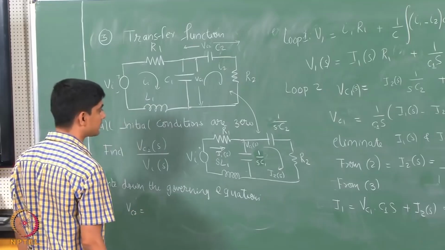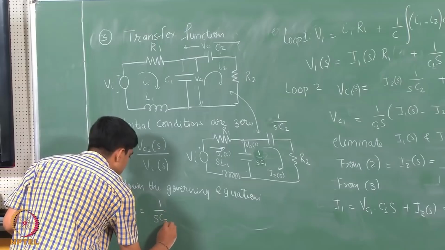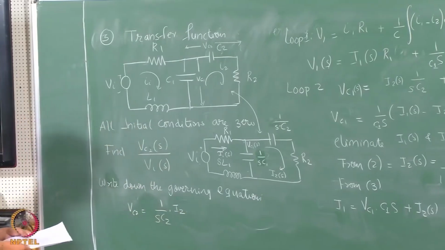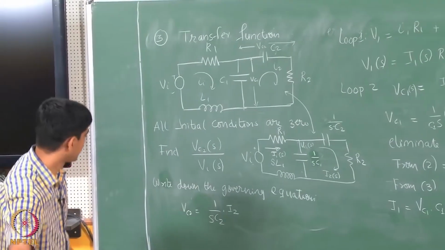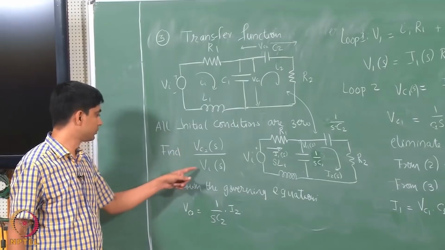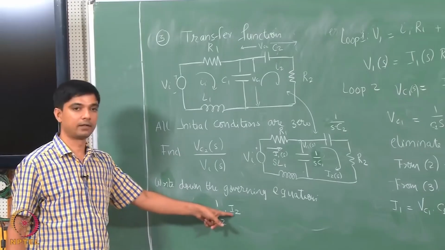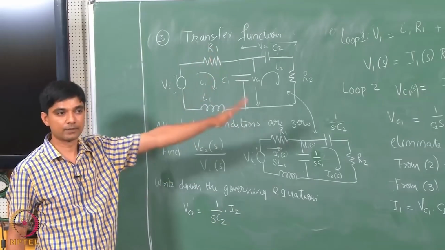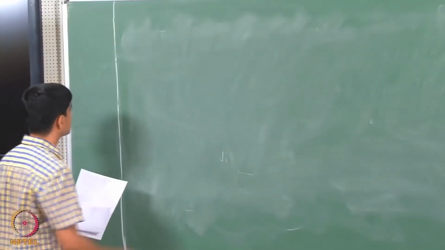Vc2 is 1 over S C2 times I2. Okay. So, you could do the remaining thing as an exercise to find out what is Vc2 by Vi, given that Vc2 can be written as an expression like this, right. It is just the same steps that we will follow. Okay. So, the last problem for today.